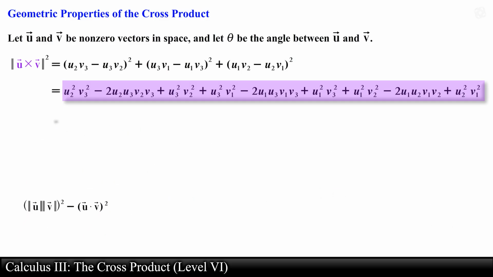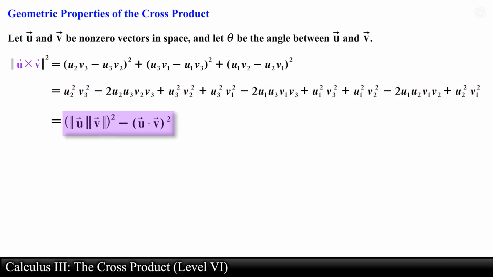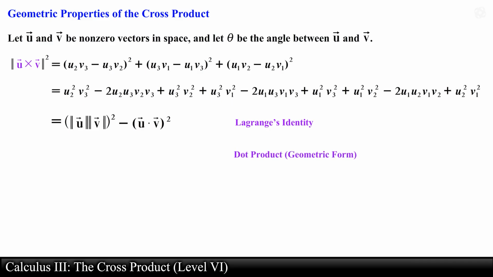So this long expression can be written as the difference between these two quantities. This expression is referred to as Lagrange's identity, which was introduced in the previous video. Now that we have rewritten the right-hand side using these expressions, let's go ahead and use the geometric definition of the dot product and write vector u dotted with vector v as the magnitude of vector u times the magnitude of vector v times cosine of theta.